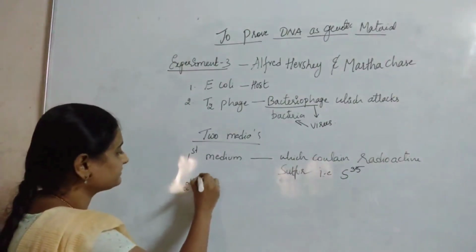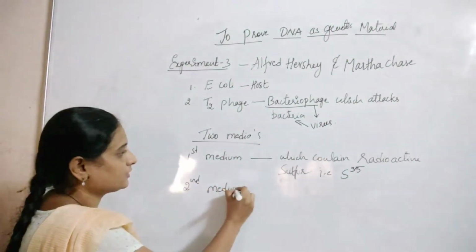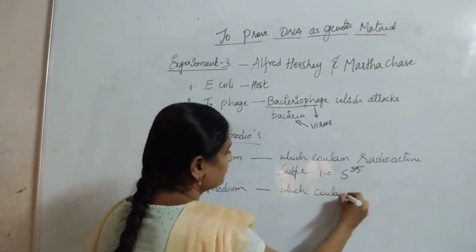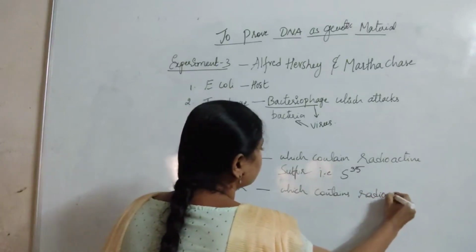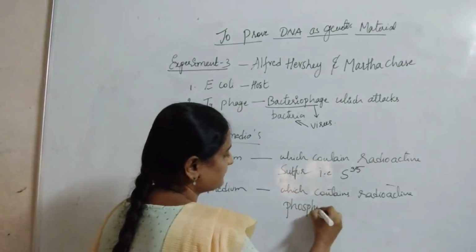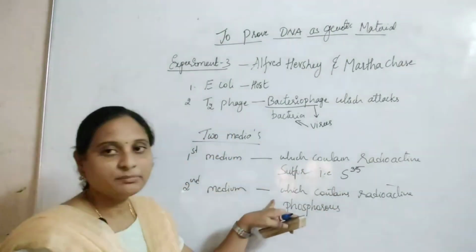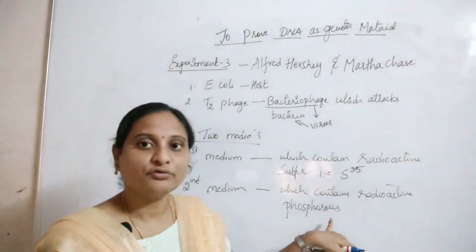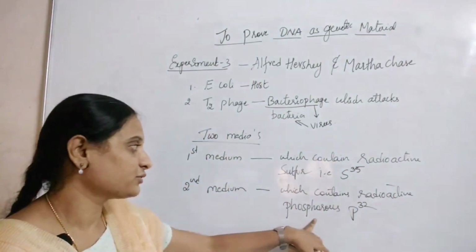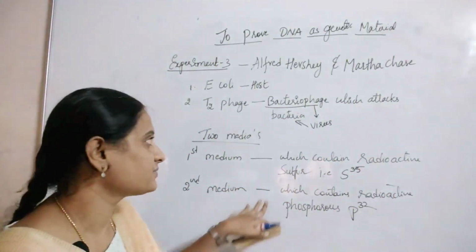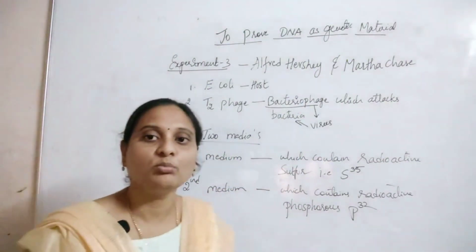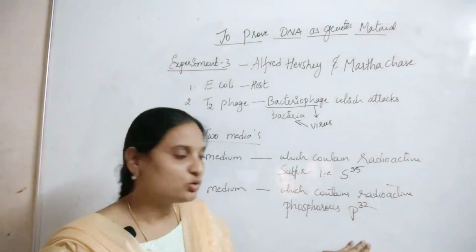The second medium contains radioactive phosphorus, nothing but P32. So in these two different media, they allow the bacteriophages and E. coli to grow and culture, nothing but to multiply.